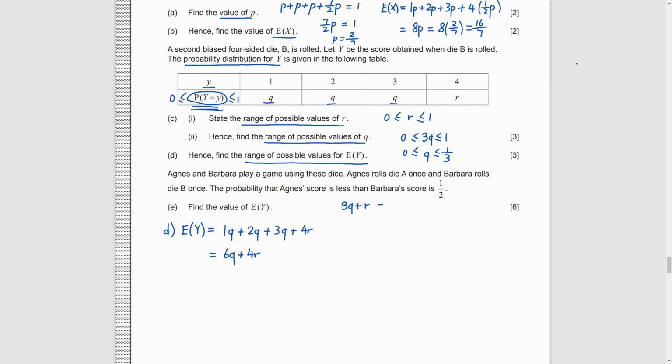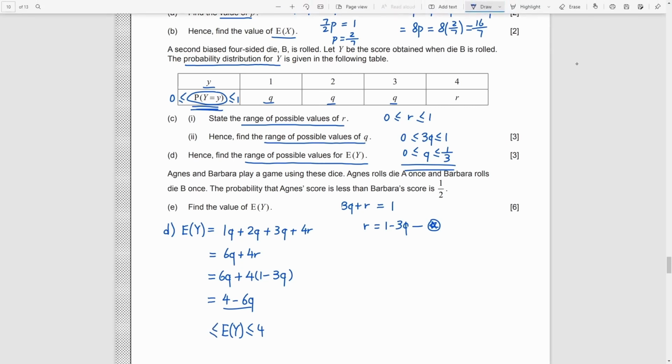We have 3Q plus R equal to 1. So, now we can write R in terms of Q and substitute it back into EY. Finally, we have EY equals 4 minus 6Q. As we know, Q is between 0 and 1/3. So, we substitute 0 for Q, and we get the upper bound 4, and we substitute 1/3 for Q, and we get the lower bound 2.